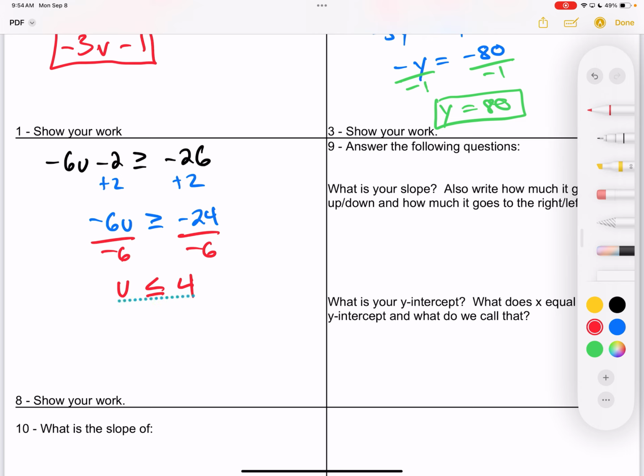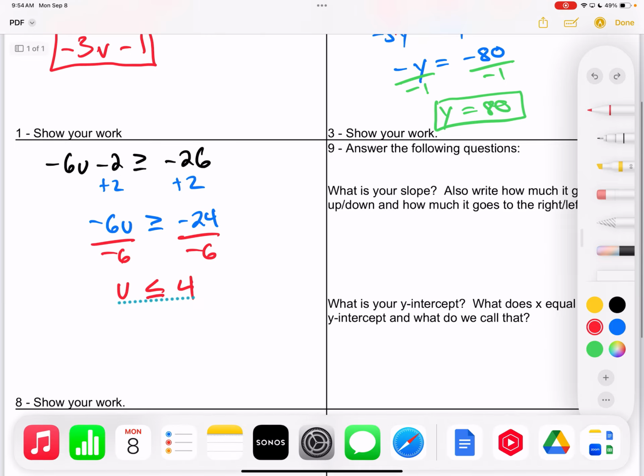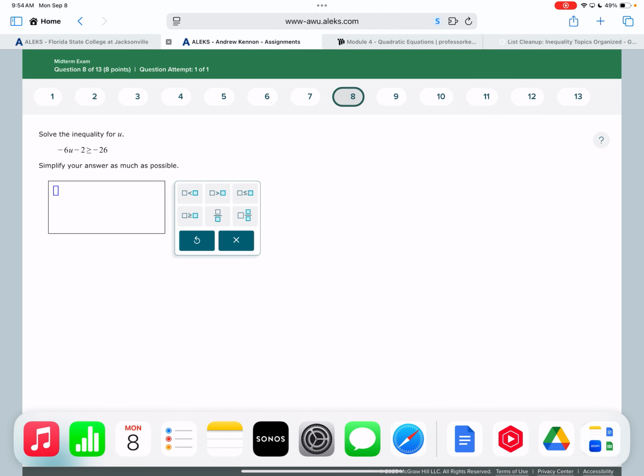When you divide by negative, flip the sign. I'm not going to write that on there because I don't want to mess you up there. I'll write it in the notes. When you divide by a negative, you have to flip the sign. That's my answer, right? Yeah.